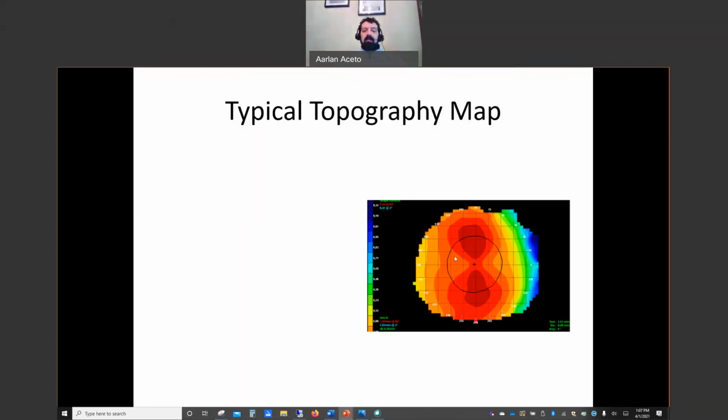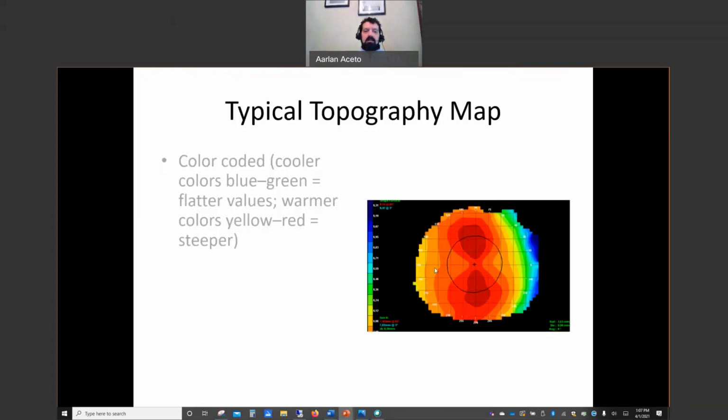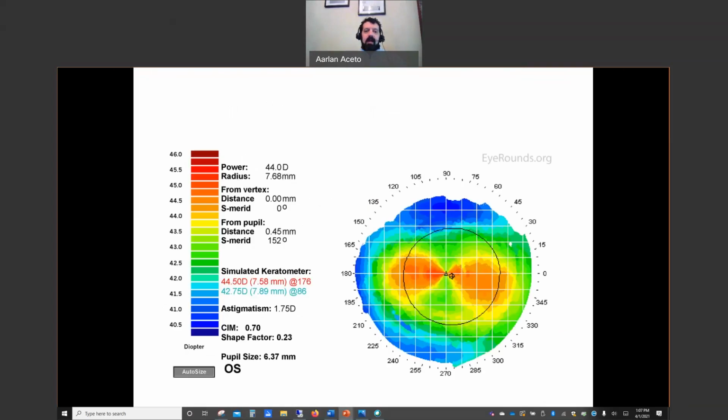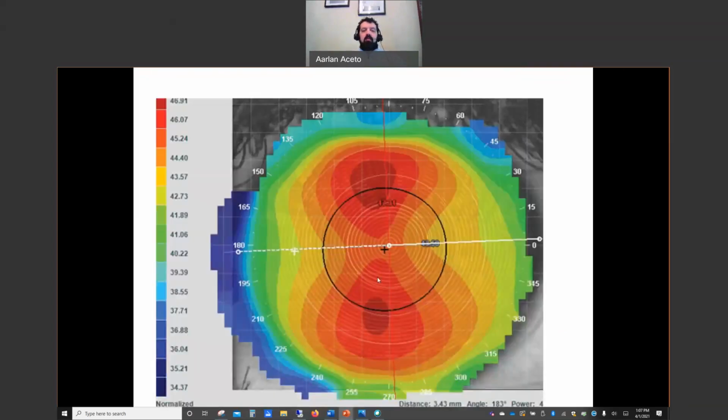Typical topographical map. Let's go back to this. Steeper up and down, flatter side to side. This is important because we talked about with the rule and against the rule eyeglass prescriptions. Well, if most of the astigmatism is produced from different corneal curvatures, it should stand to reason that we should be able to look at a cornea and determine whether it is a with the rule or against the rule cornea, just like it's with the rule, against the rule for eyeglass lenses.